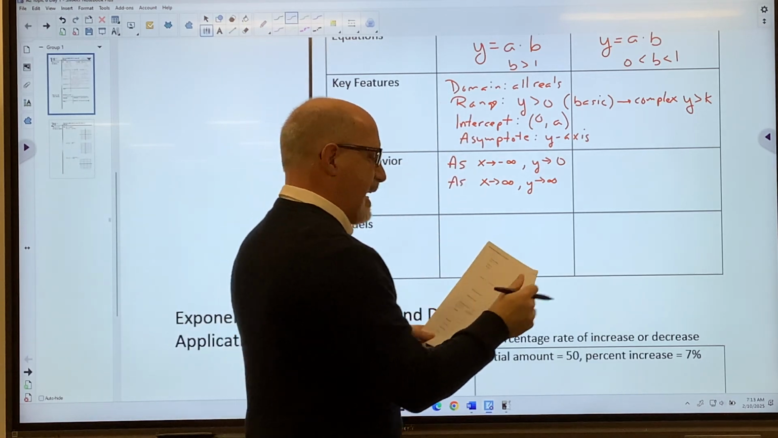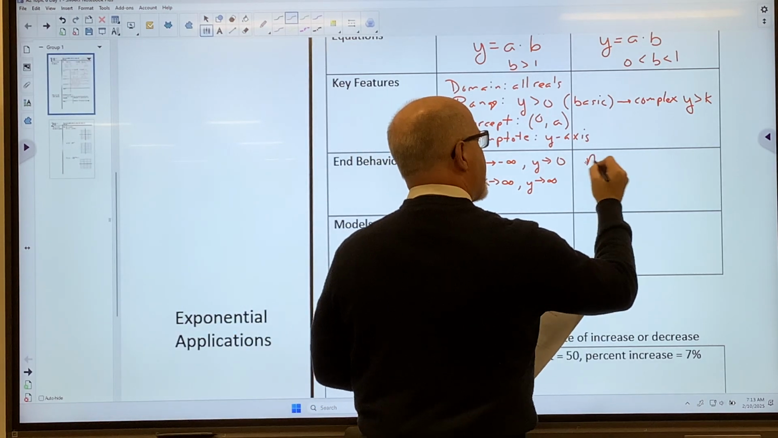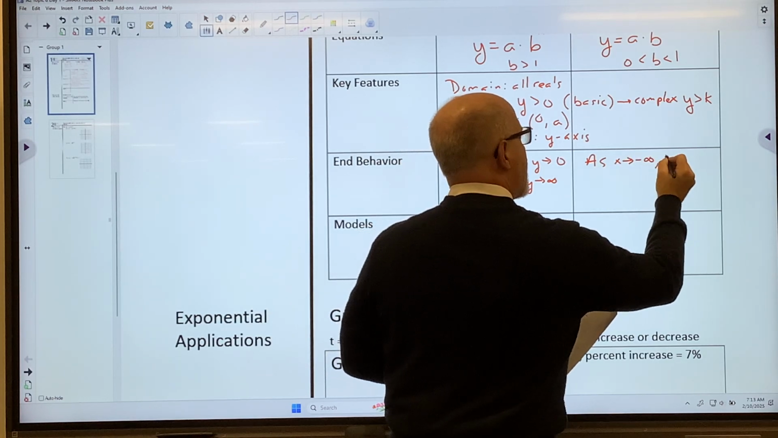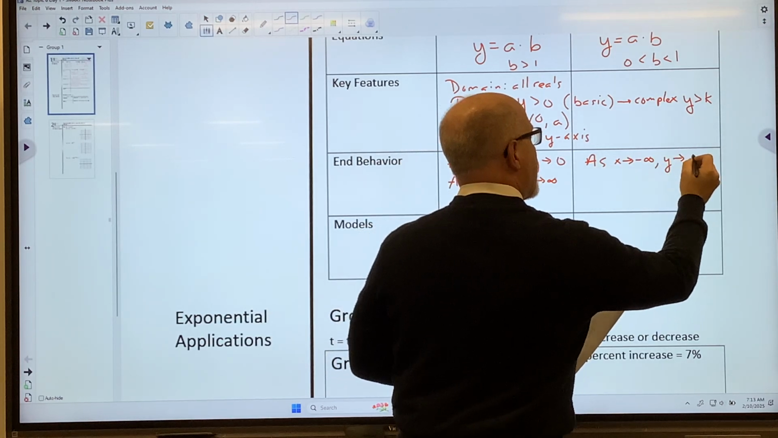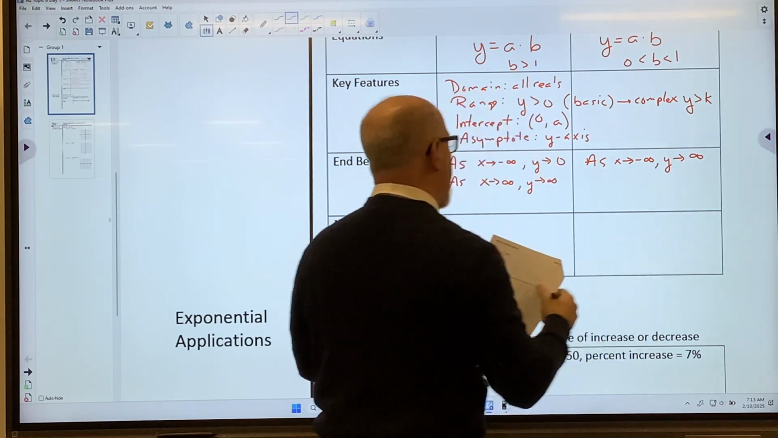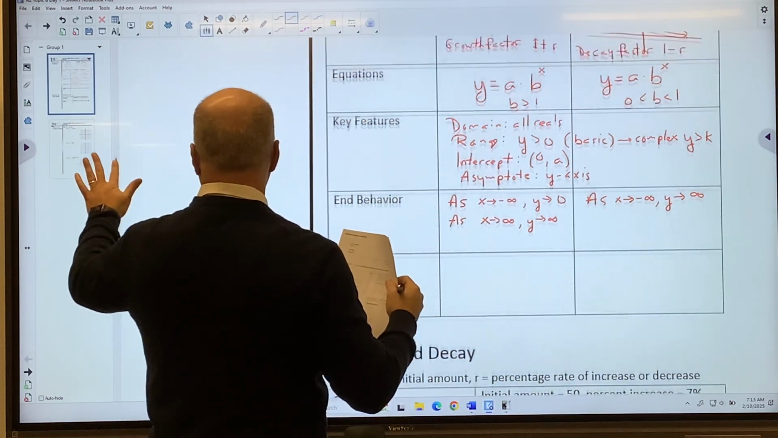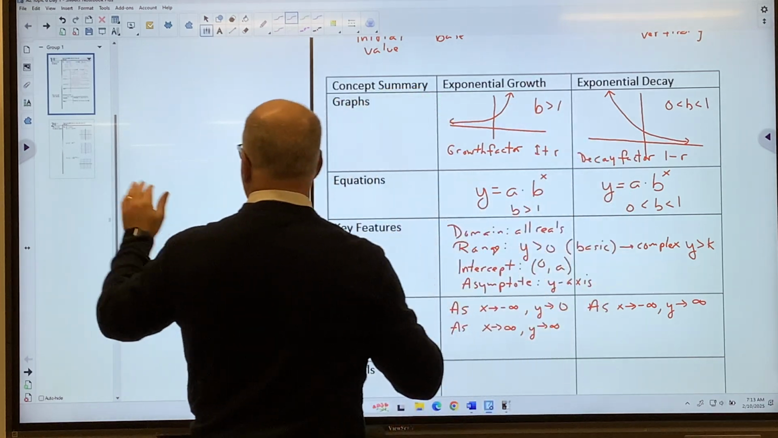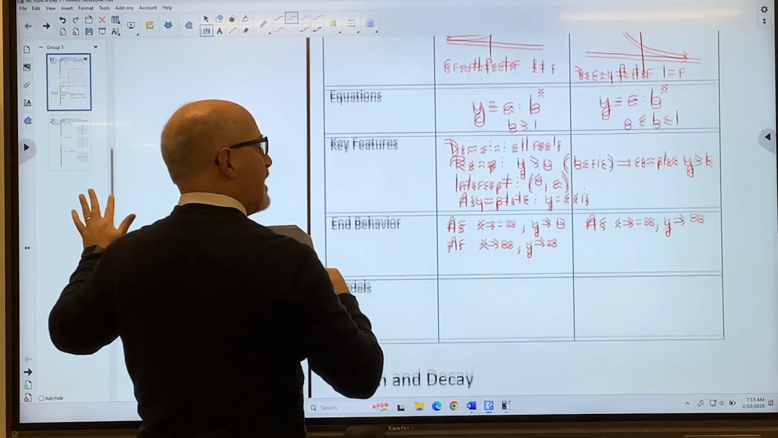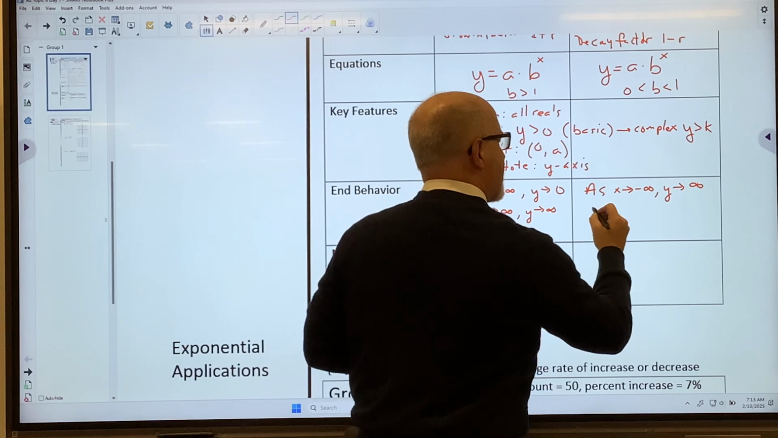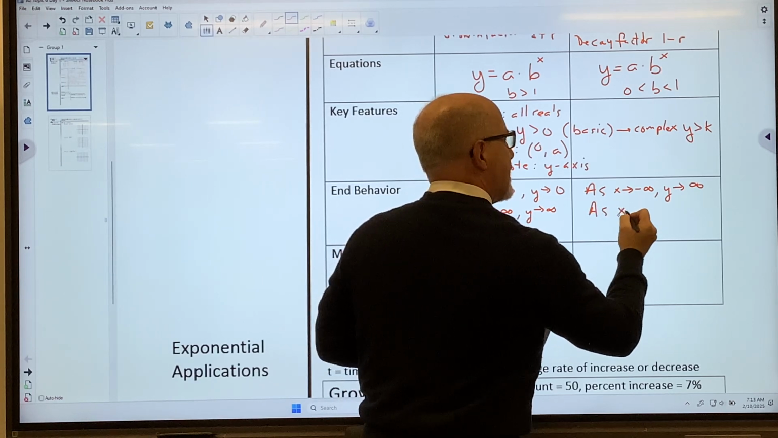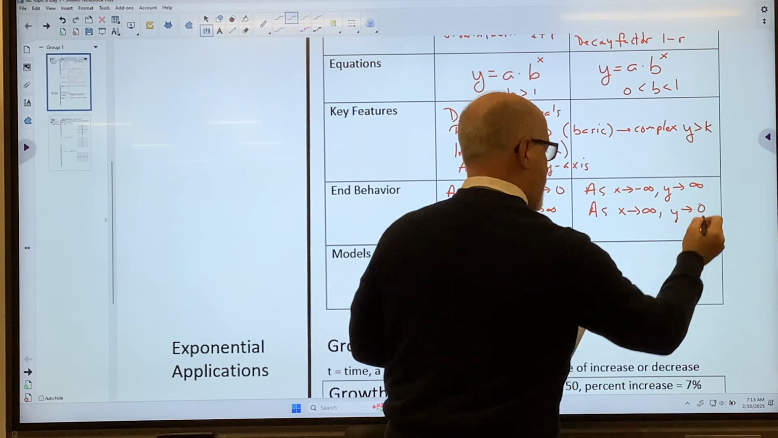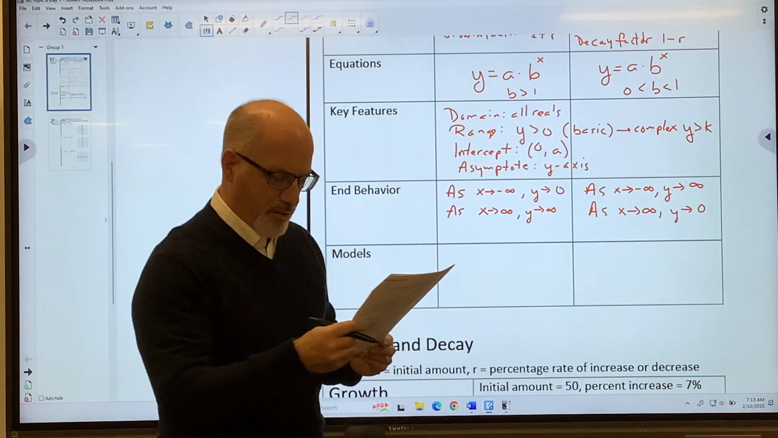Now for decay, it's going to be as x goes to negative infinity, the y is going to go to infinity. Notice that on this graph, as we go to negative infinity, the y is going up to infinity. And then as x goes to positive infinity, the y is going to go to 0. It's going to go to that asymptote.